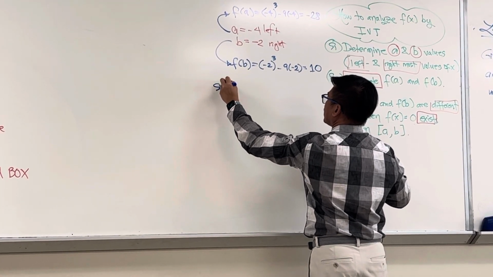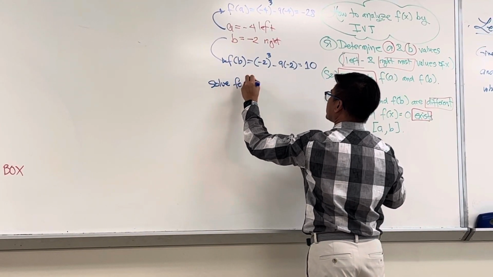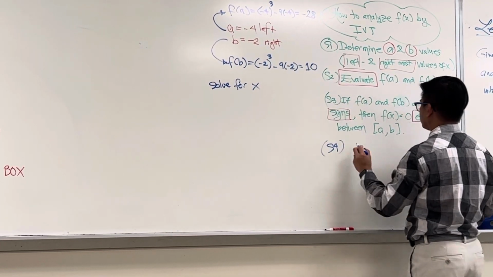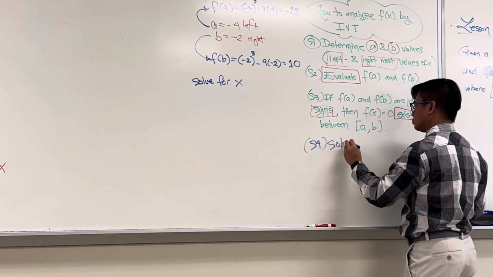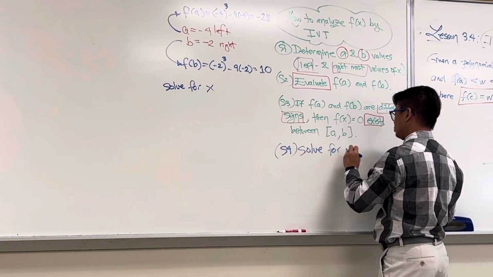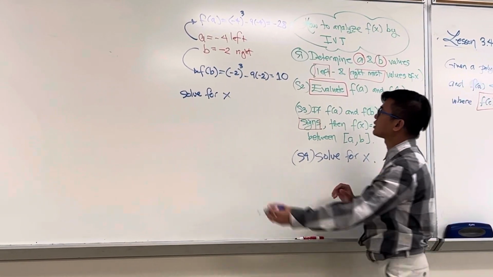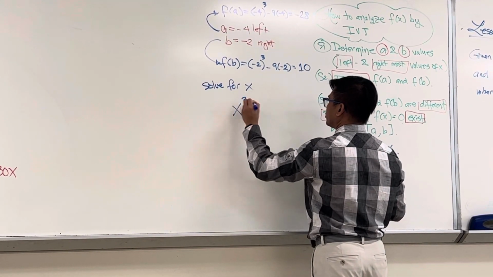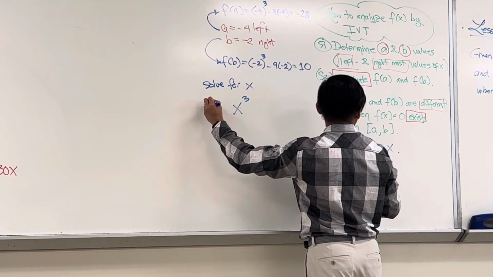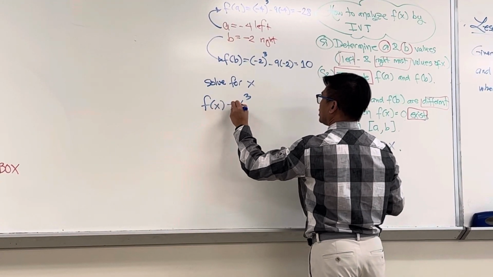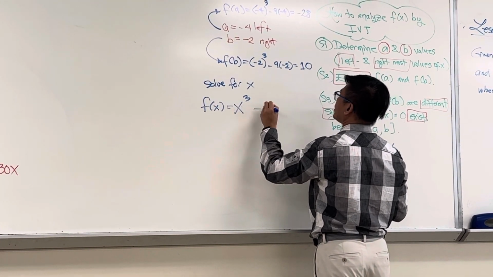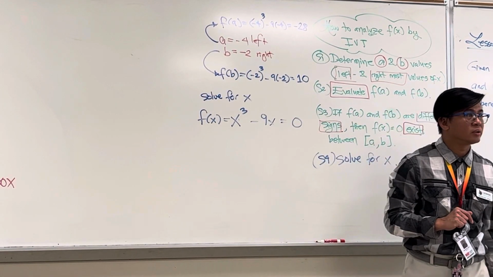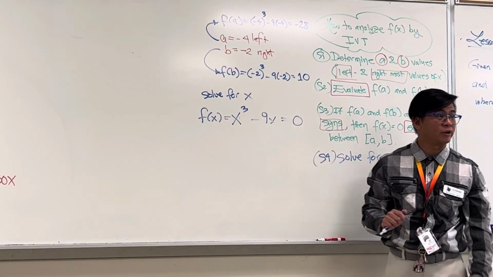So in here, solve for x, right? So let's consider in here, solve for x. And what is that x? Well, let's solve for that x. And what is our function again? We got x cubed, right? So that's your f of x, which is x cubed minus 9x is equal to 0. Are we good? Right?